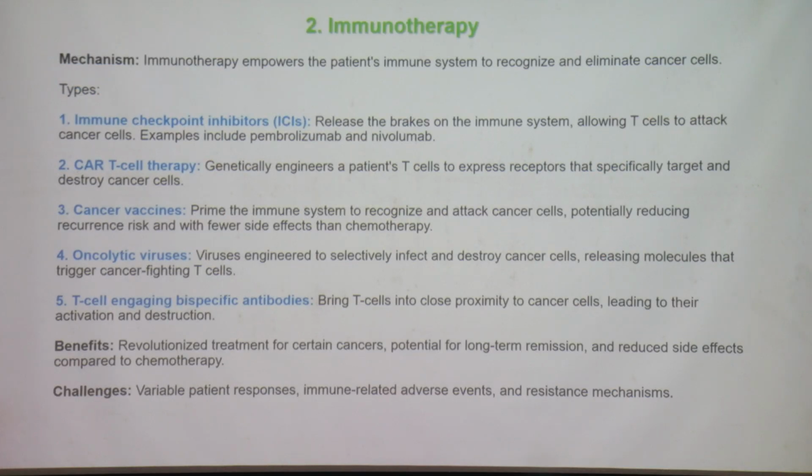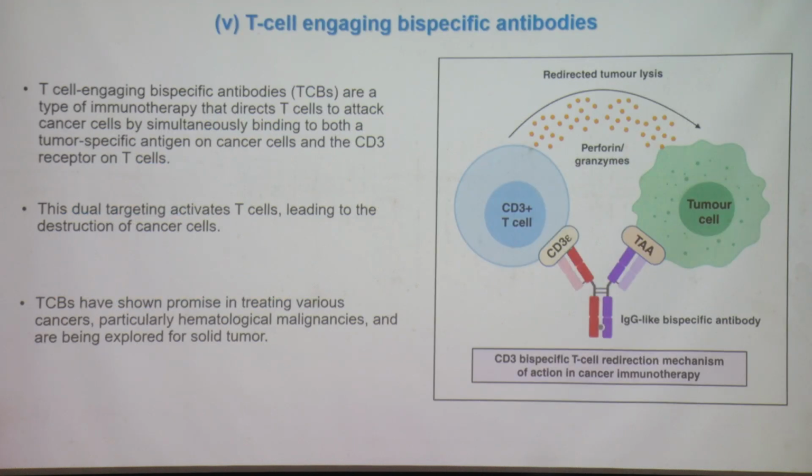All right. Now we come to T cell engaging bispecific antibodies. These kinds of therapies have been really very effective. This has revolutionized treatment for certain cancers. It has a potential for long-term remission and reduced side effects compared to chemotherapy. The idea is that somebody's a culprit and you bring the police right next to that person. If you bring the right person next to it, we are taking care of the problem, right? So that's what you're doing.